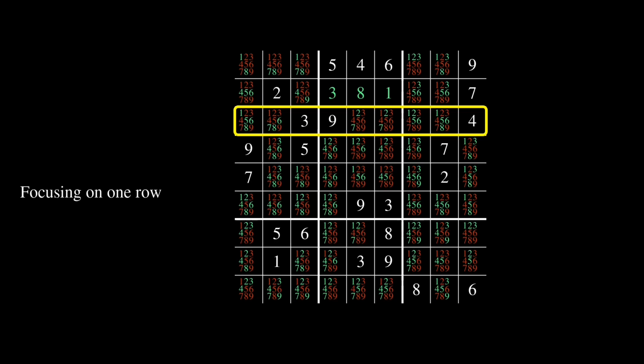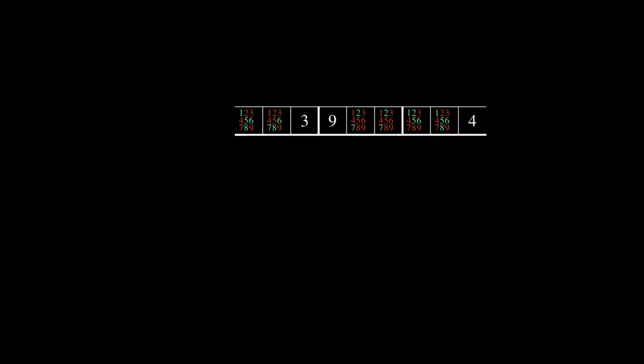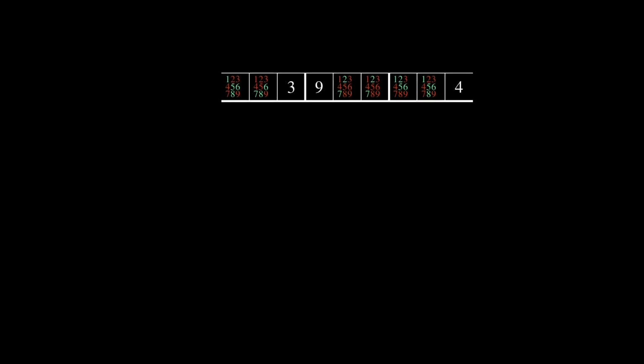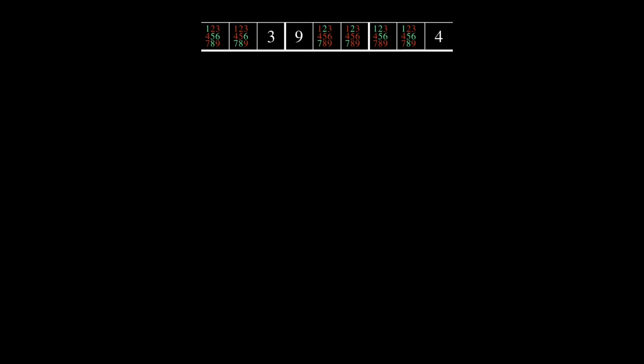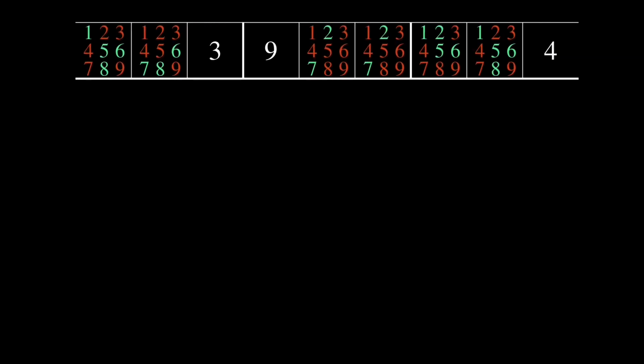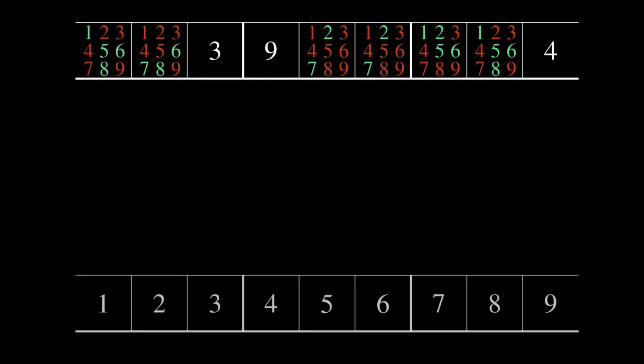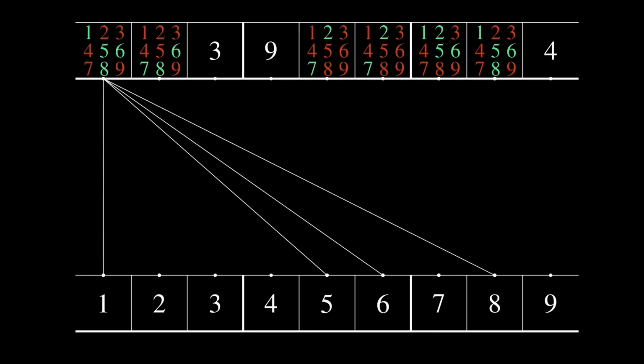So let's just focus on one row. Here we take the third row and just zoom in a little bit. And then we create another row which just has the values from 1 to 9 filled in and create a little graph structure. So for the first cell in our third row we have the values 1, 5, 6 and 8 possible. So we connect to the cells 1, 5, 6 and 8 in our new row.